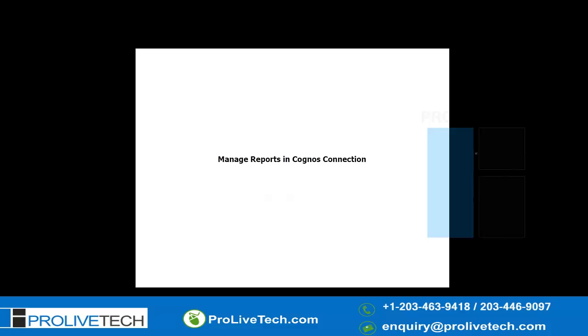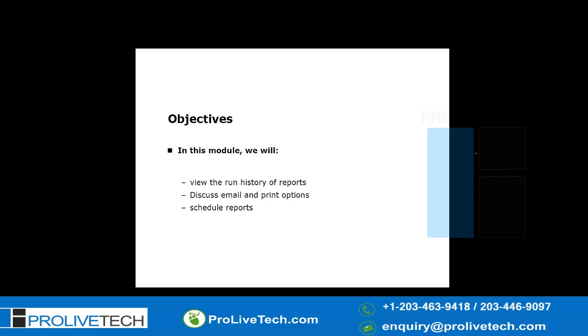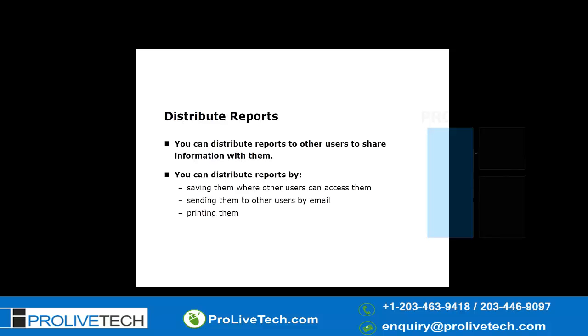Now manage reports. So again, it will be the same kind of options. View the run history and discuss email and print options. Schedule reports. We have already discussed, but now it will have the screenshots. You can distribute reports to other users to share information with them. You can distribute reports by saving them where other users can access them, and sending them to other users by email or printing them. These are the distribution channels.